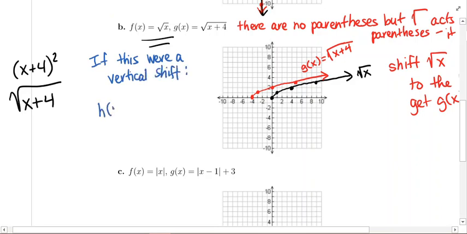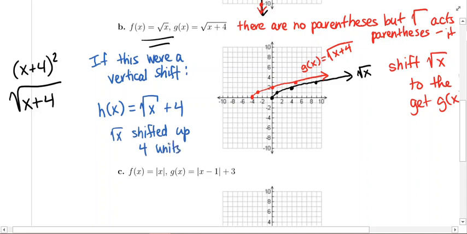I'll call it h of x. You would be adding outside of the parentheses or adding outside of the square root. So h of x would be the square root function, and then you add outside of the square root. This would be the original function, the black graph. This would be the square root of x shifted up 4 units, because remember, if you add outside of parentheses or outside of the trap, you go up that many units. I'm going to go ahead and graph that. You would go back to the black basic graph, the original graph. You would take each point and move it up 4 units.